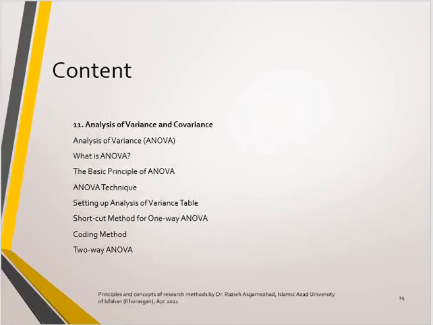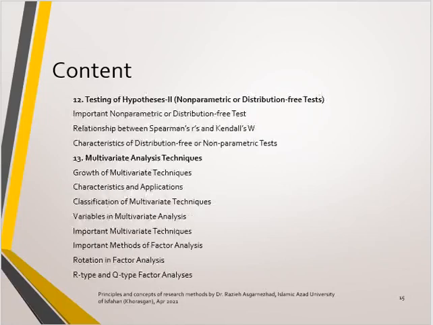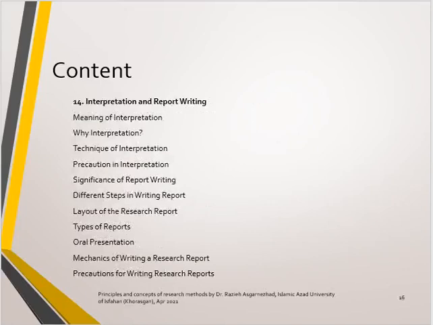ANOVA. ANOVA is a famous test that consists of two types, one-way ANOVA and two-way ANOVA. Number 12, testing of hypothesis 2, and number 13, multivariate analysis techniques. Number 14, interpretation and report writing.